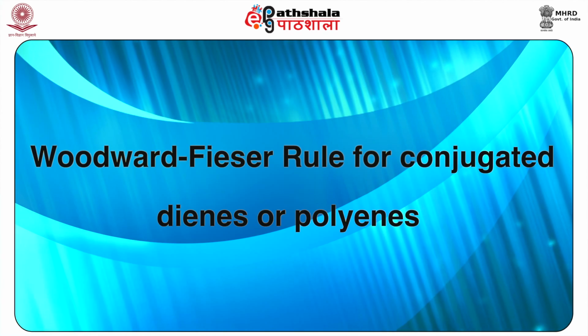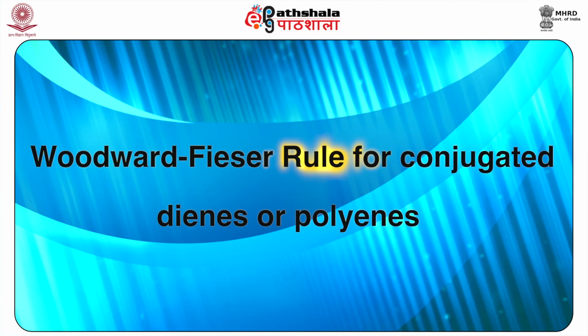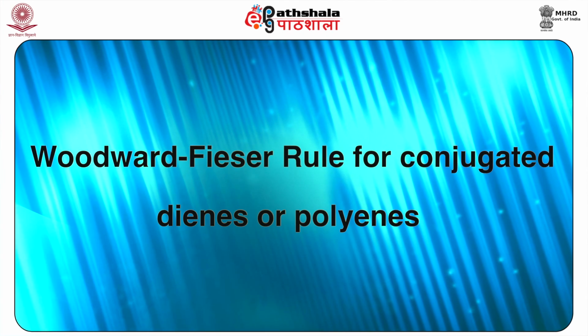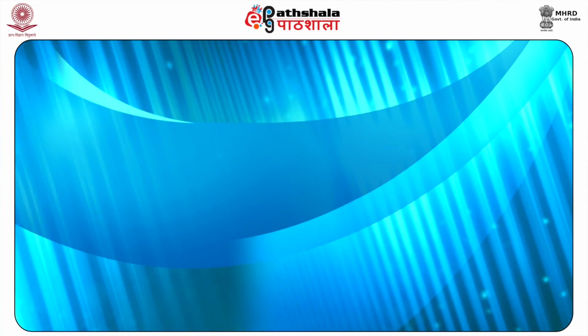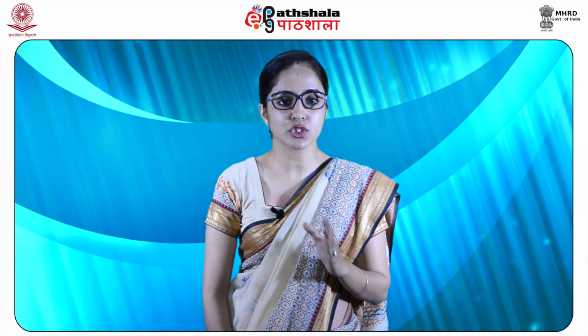Now first of all, we would like to discuss with you students the Woodward-Fieser rules for conjugated dienes or polyenes. As you know, each type of diene or triene system has a fixed value for lambda max, which is known as the base value or the parent value. The base value depends on whether the diene is a linear, heteroannular or transoid diene, or whether it is a cyclic or homoannular diene.